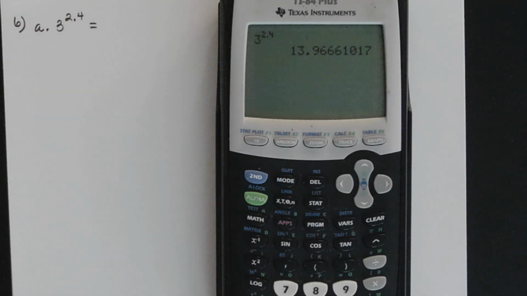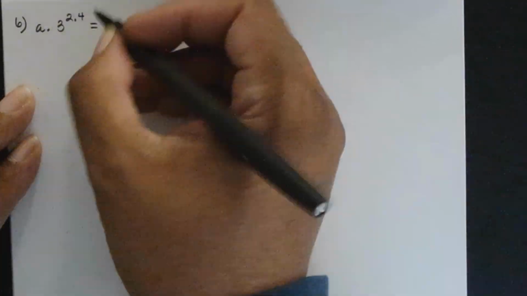So to 3 decimal places, what would this answer be? 13.967.